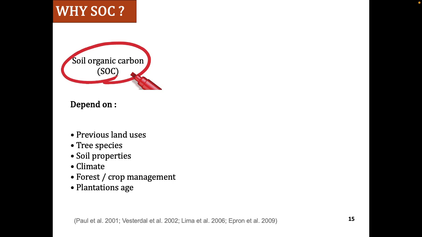And it also depends on climate because, for example, we do not have the same soil organic carbon with the same land use in the temperate zone compared to the tropical zone, because we have different kinds of respiration, different biodiversity in the soil and everything. It also depends on the crop or forest management, everything that we do with the soil, like labour, and the plantation age.